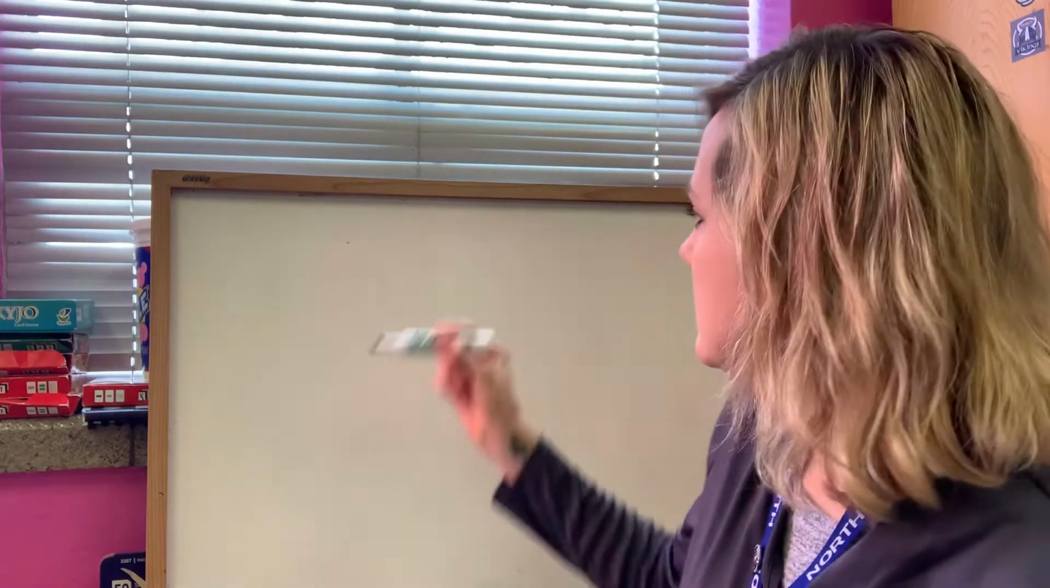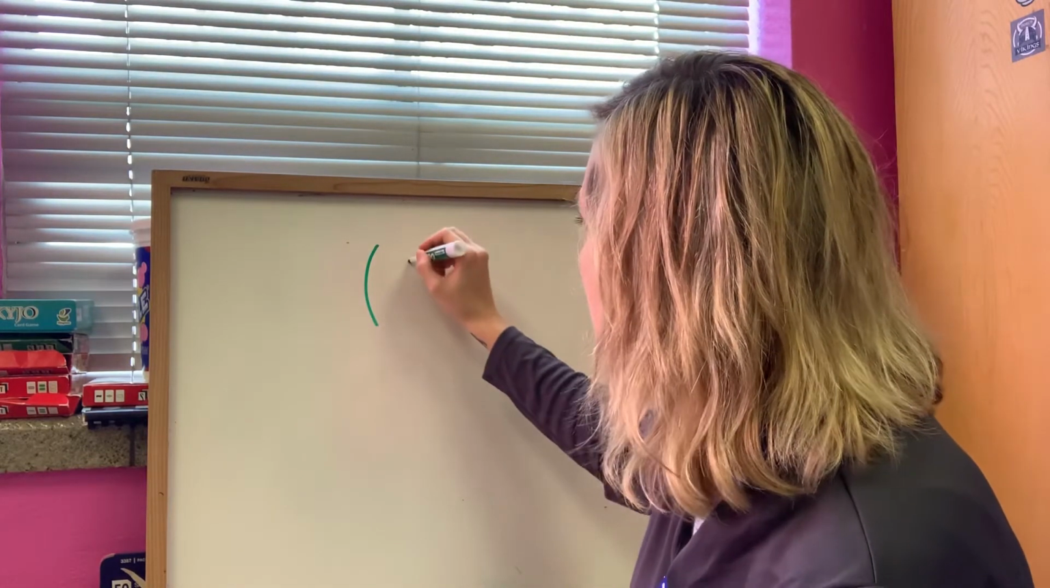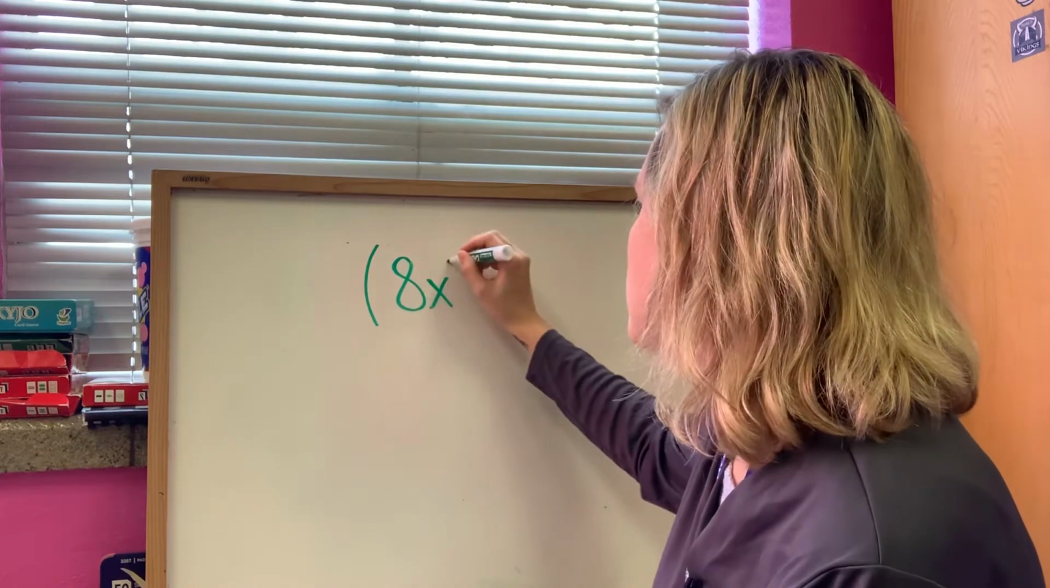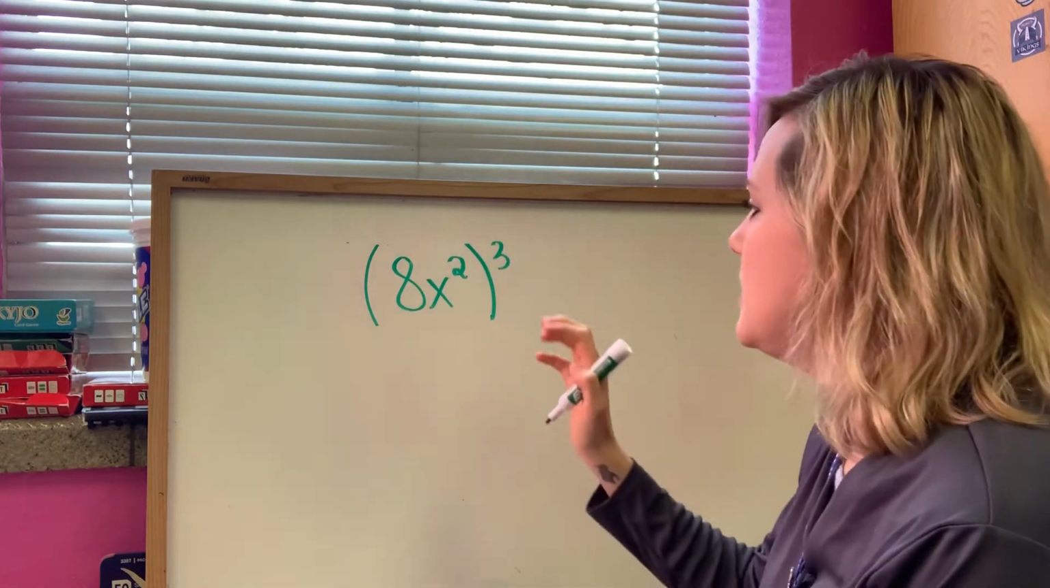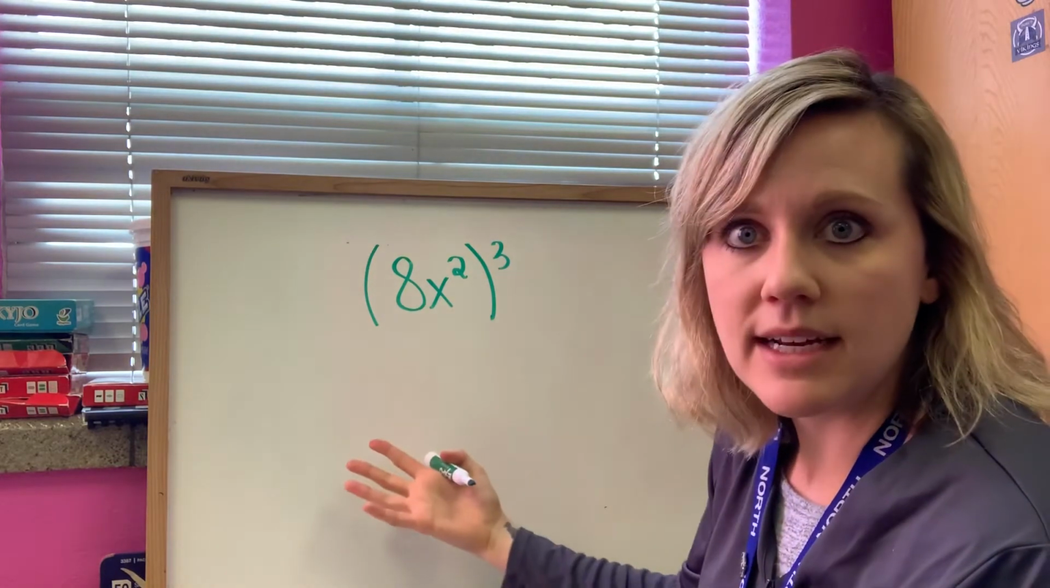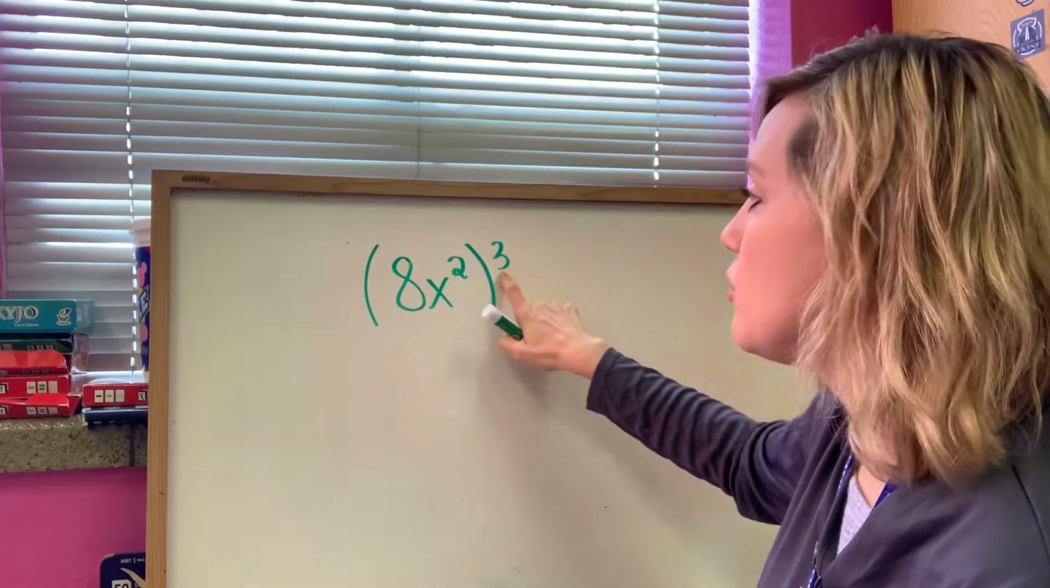All right, compact kids, here is our fourth rule about exponents, and it's called the power rule. An example would be 8x squared all to the third power. So this basically means we're going to do 8x squared times 8x squared times 8x squared, 3 times.